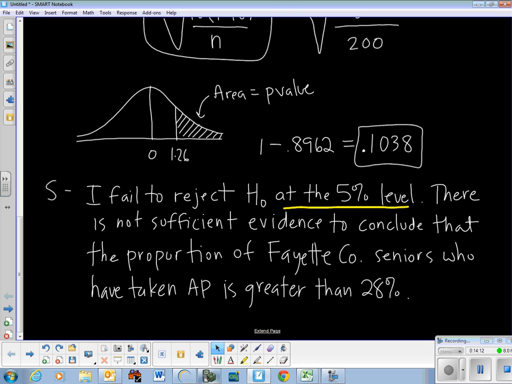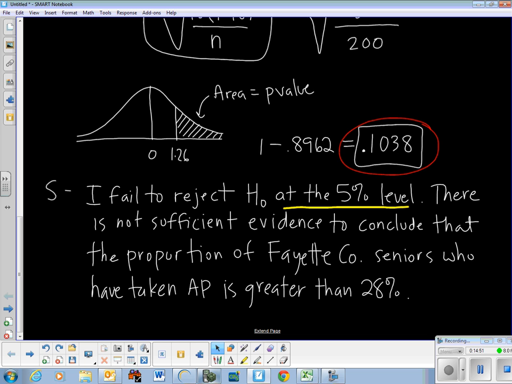My point in all that rambling is, even though I failed to reject it because the problem said 5%, this problem is still suggesting to me that 28 really might not be the true number. So you have to make your decisions with our steps, but also realize what that 10% means. We have by no means declared it to be 28. That's why we don't accept it. We just have not found strong enough evidence to reject the 28%. We need to get down to 5 to make it strong enough.